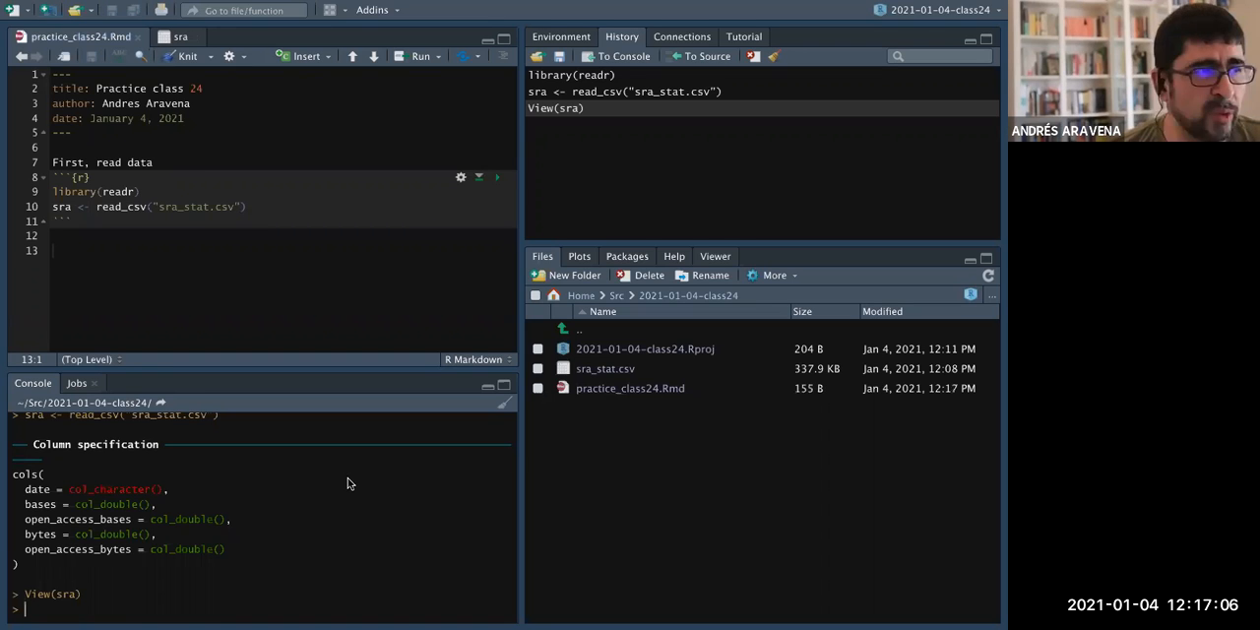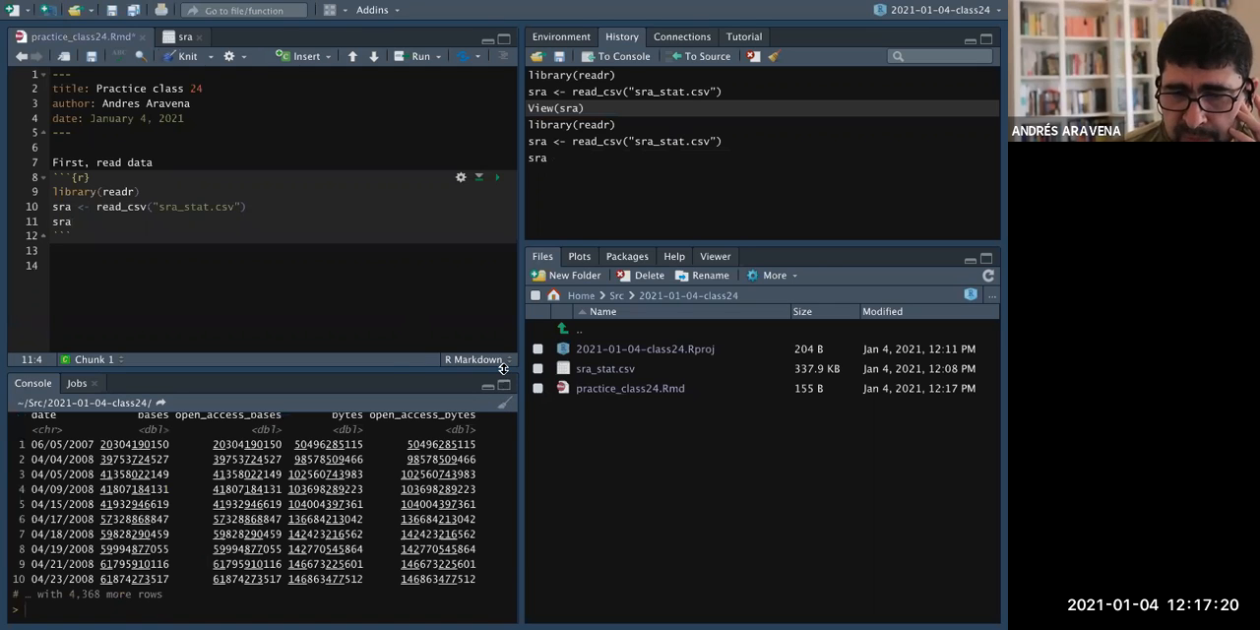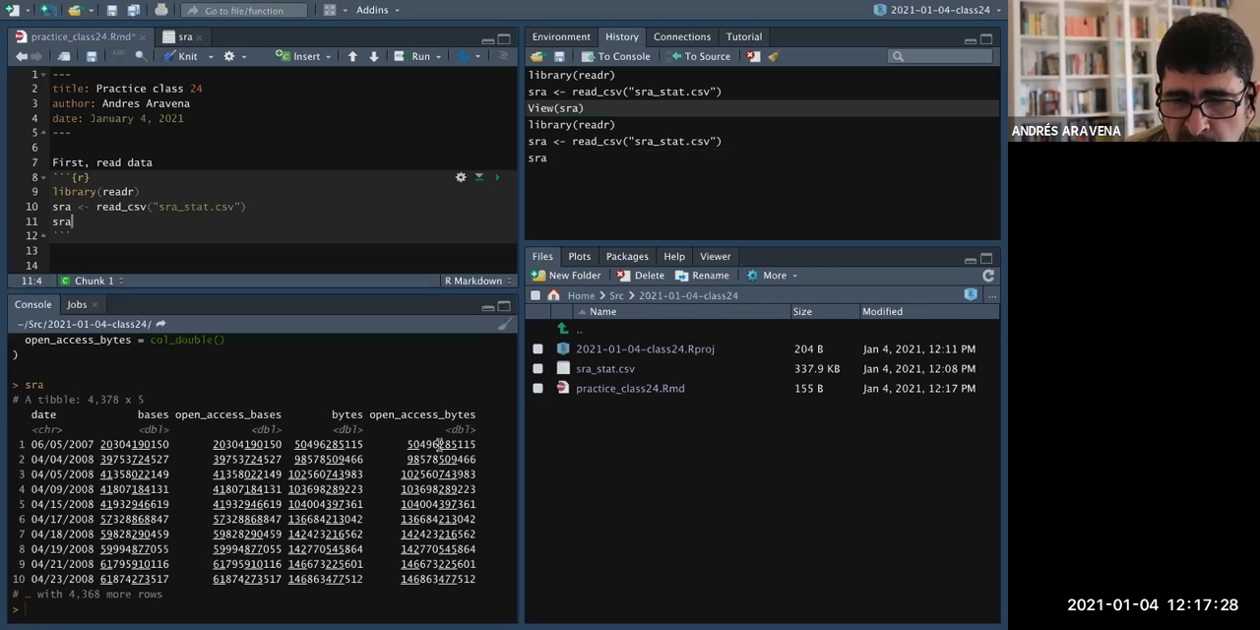Now what do we do? Let's see what is SRA here. Let's test. And here we got the rest. You see, by the way, there is a trick here that we get underlined every three numbers. So we know that these are thousands, and these are millions, and these are billions. So you have bases, open access bases, and bytes. For us, probably bases is the important one.